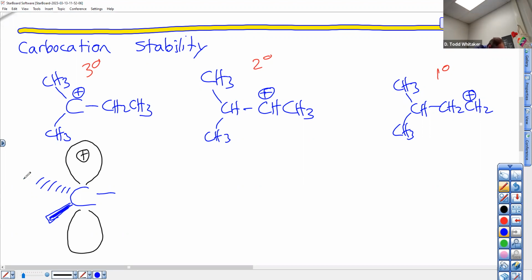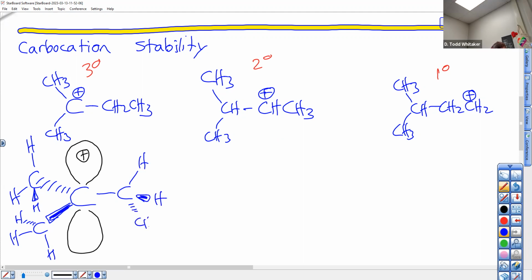I'm going to draw them like this. C with an H, and there's a wedge here, and an H there. There's a C with a dashed H here, and an H here, and an H here. And there's a C with an H here, and a wedge-dash, H and a CH3.